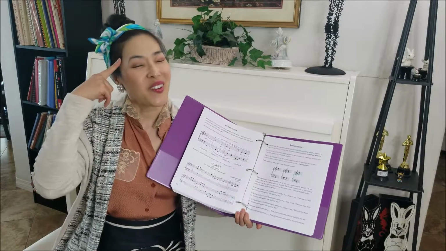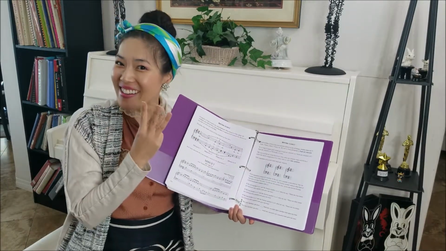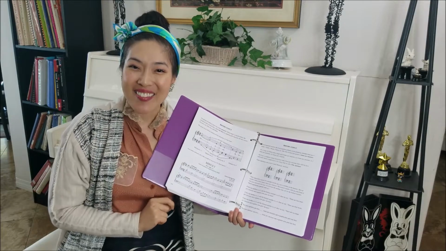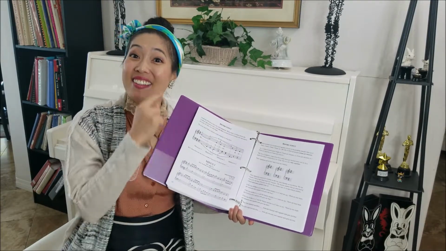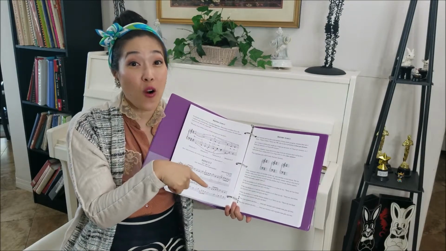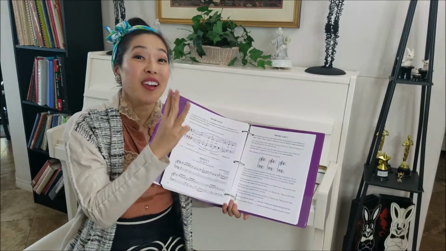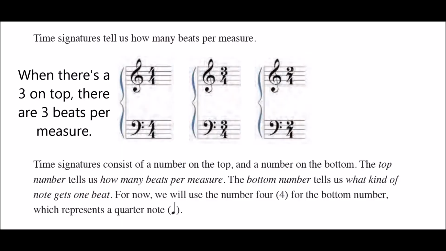So now, if we use our logic, if we change the top number to a 3, right, how many beats do you get per measure? Since it's the top, right, that's 3 beats per measure. And if the bottom number is a 4, then the quarter note still gets the beat. So it's 3 quarter notes per measure.